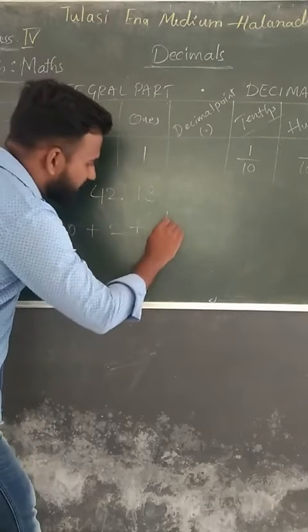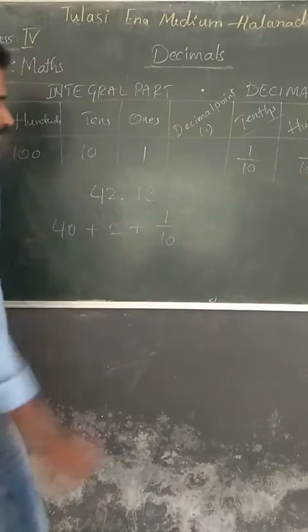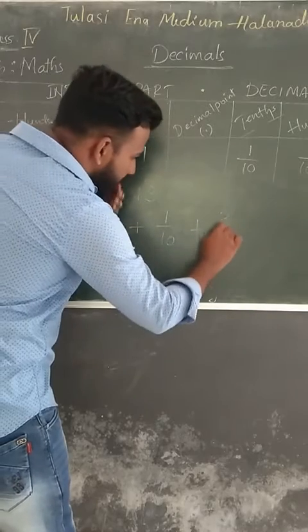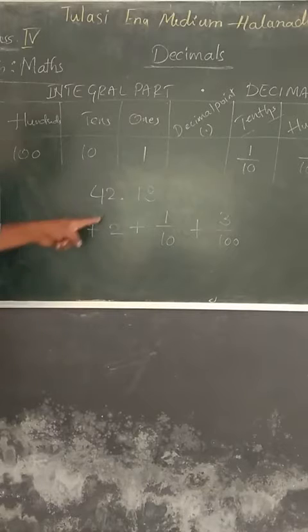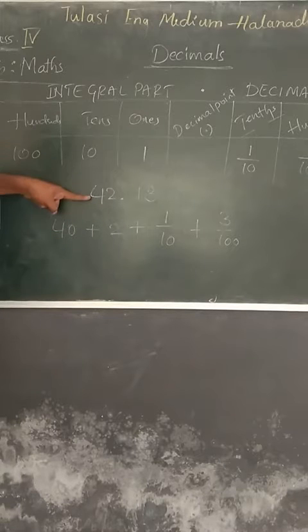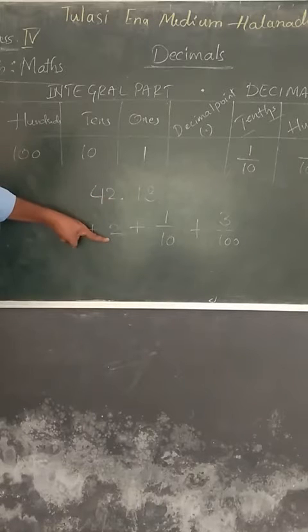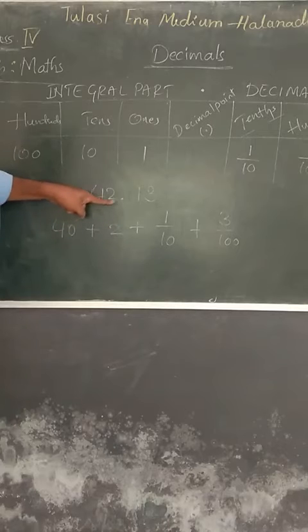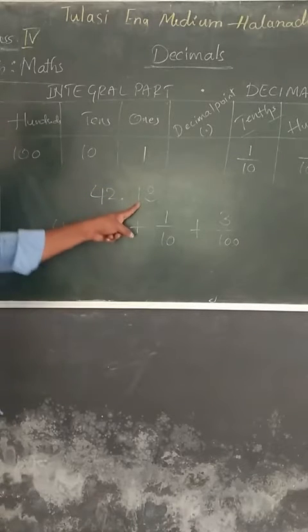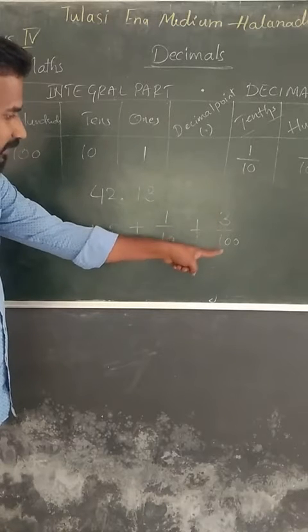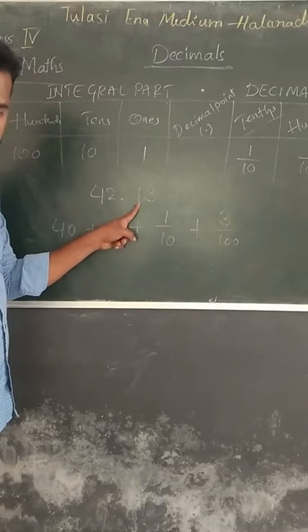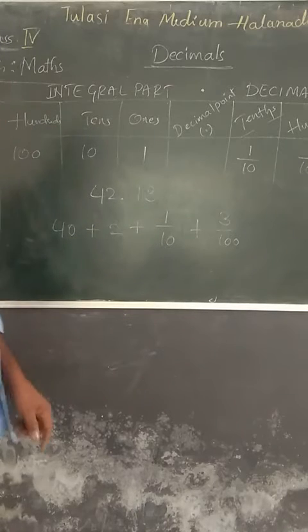42.13 read digit-wise is right. So now the expanded form: 42, you know that is 40 plus 2 plus, 1 is in the 10th place, 3 is in the 100th place. Very easy to write. Place value of 4 is 40. Here the place value of 2 is 2 because it's in the ones place. Place value of 1 here is 1 by 10. Place value of 3 is 3 by 100 because it's in the 100th place.